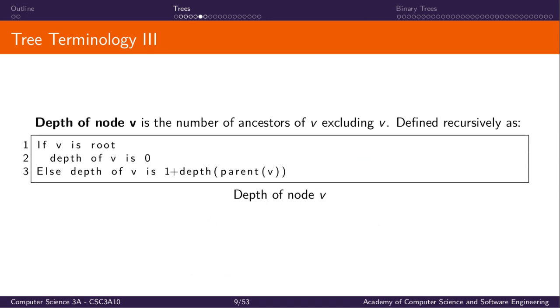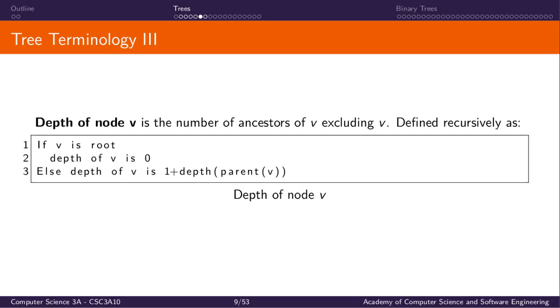So we want to define our very first idea within this, and that's the depth of a node V in a tree T. The depth of node V is the number of ancestors of V excluding V. We could define this recursively: if V is the root, then the depth of V is 0. And that makes sense because the root does not have a parent, which means it doesn't have any grandparents and great-grandparents. It has no ancestors, so its depth should be 0. Otherwise, the depth of V is 1 plus the depth of its parent.